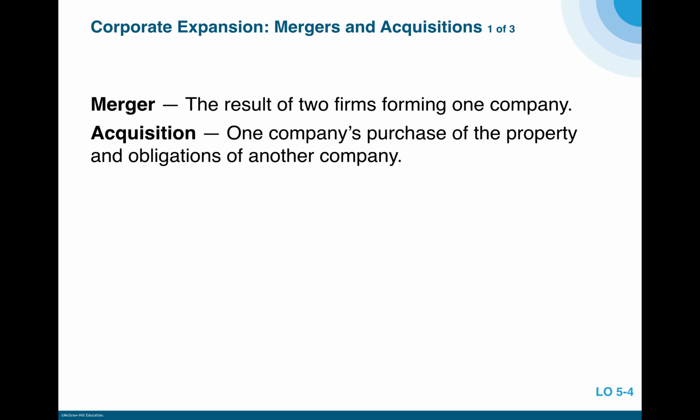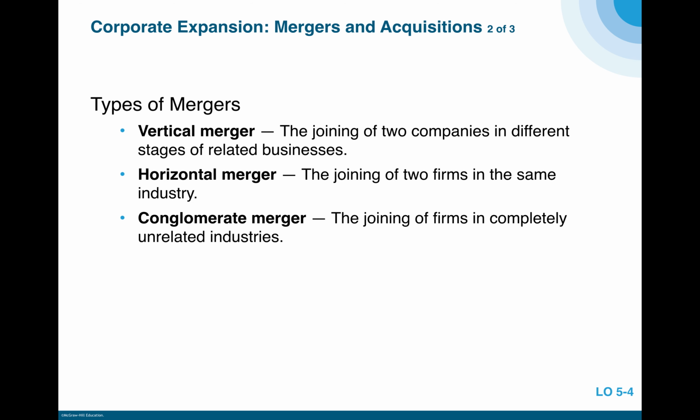So mergers and acquisitions. A merger is the result of two firms forming one company. An acquisition is one company's purchase of the property and obligations of another company. So merger, just two companies coming together. Acquisition is just one buying out the other.